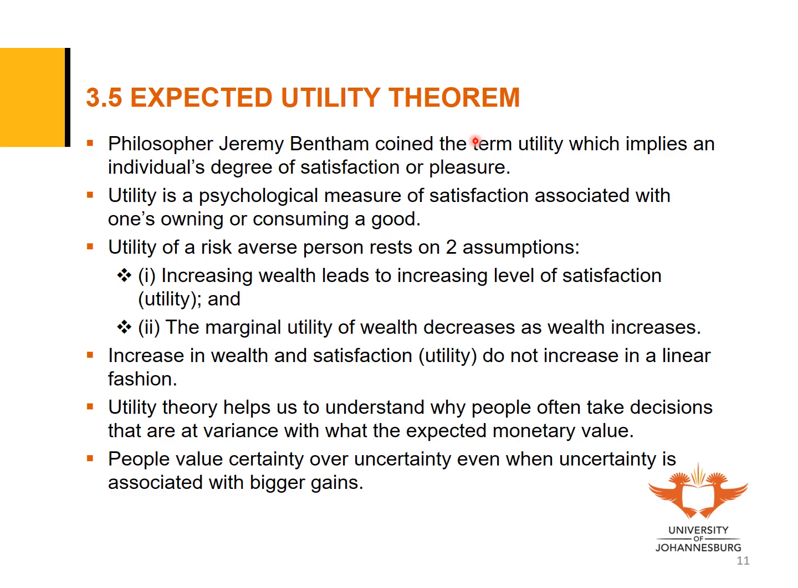So the utility of a risk-averse person rests on two assumptions. So a risk-averse person is someone who would not particularly want to embark on risk or take unnecessary risk, right? One, increasing wealth leads to increasing levels of satisfaction, right? So the more money you get, the happier you are, right? Obviously, this is true up until a certain point. Two, the marginal utility of wealth decreases as wealth increases.